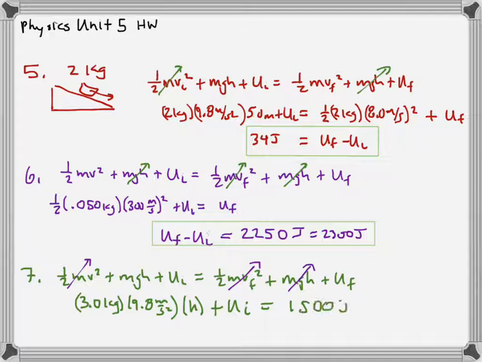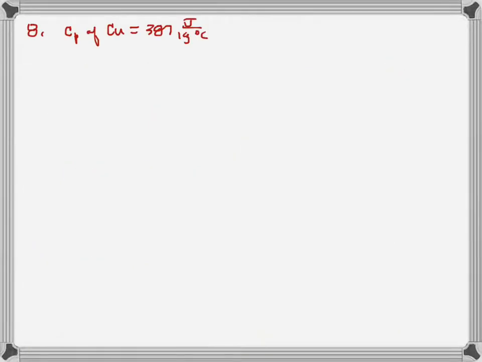When it hits the ground, all that energy is going to be converted to internal, plus whatever the internal energy it started with. So I say 1500 joules plus whatever it started with. So now we can see that you have U i on both sides, so we can subtract that from both sides, and that will go away. And then we just solve for h, and we get h is 1500 divided by 3 times 9.8, which is 51 meters. All right, number 8, now we're getting into calorimetry problems.